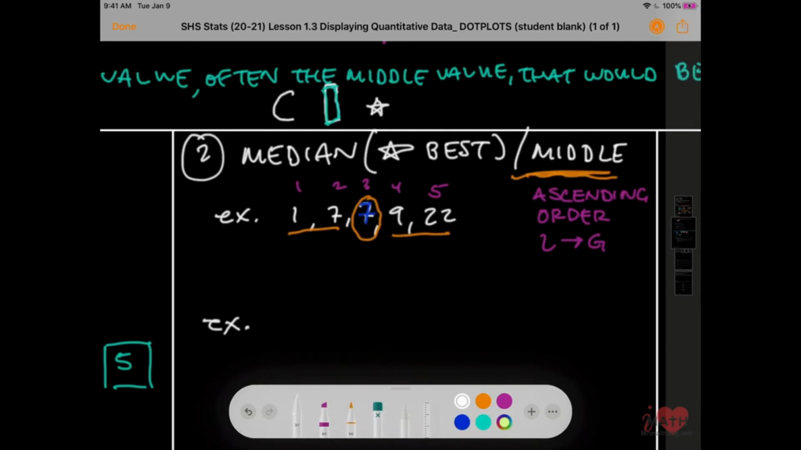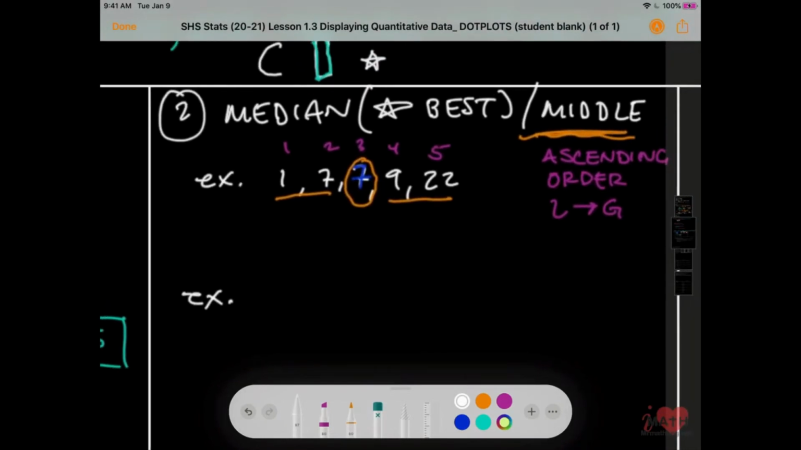Okay, let's do another simple example. So let's just say I have the numbers 1, 5, 7, and 22. So what's the difference? The previous problem I had 5 numbers, 1, 2, 3, 4, 5. That was an odd number of data. And this one has 4 of them. 4 is even. Okay, pay attention now.